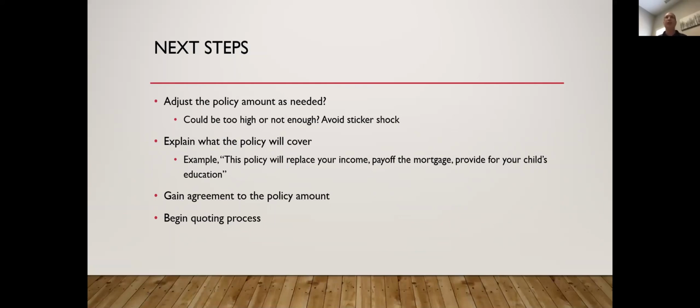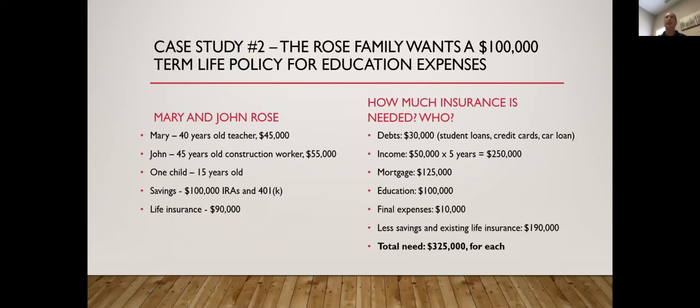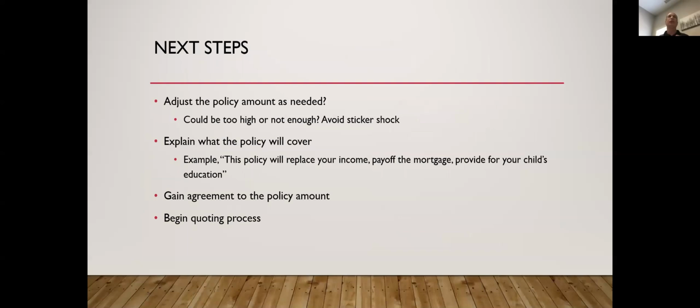Explain what the policy will cover. This policy will replace your income, pay off your mortgage, provide for your child's education. Just like in the prior example, let me turn back here. So when we're talking to the customers, these policies would cover each of you. So if something happened to either one of you, you'd have 5 years of income replacement, your debts will be paid off, your mortgage will be paid off, you have enough money for education and for any final expenses. And then you can also use your existing savings and life insurance that you have. So what you want to do is you want to tell the customer exactly what they're buying and what it's going to do for them. They're going to walk out knowing, okay, if something happens to me, this is what my spouse is going to get, and this is what she can use the money for.